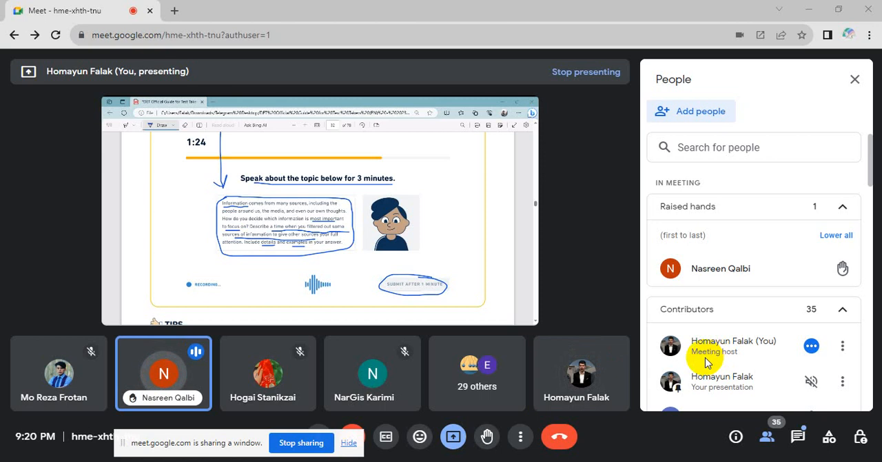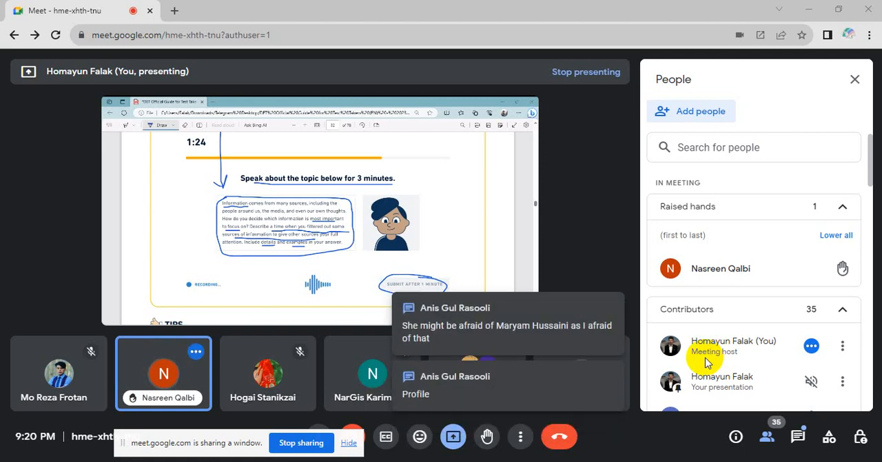Sometimes there are many students who don't get any ideas in their mind when they hear the topic. So what should he or she do?